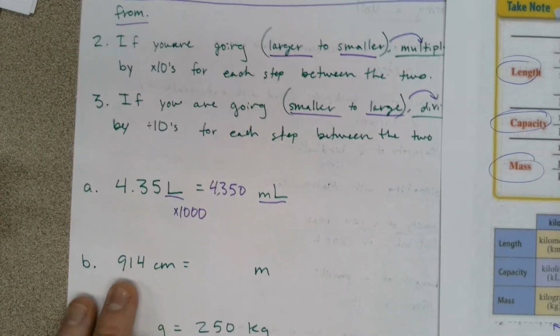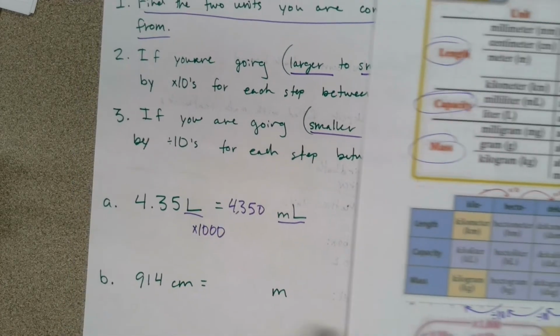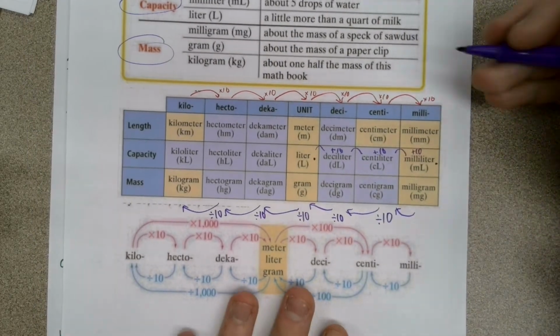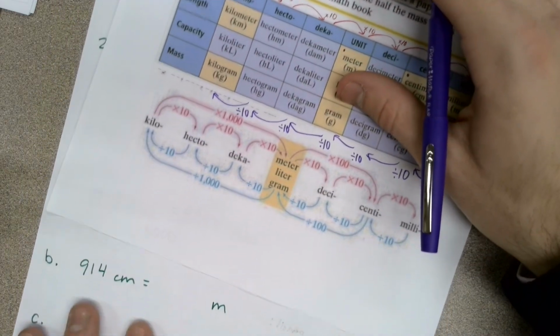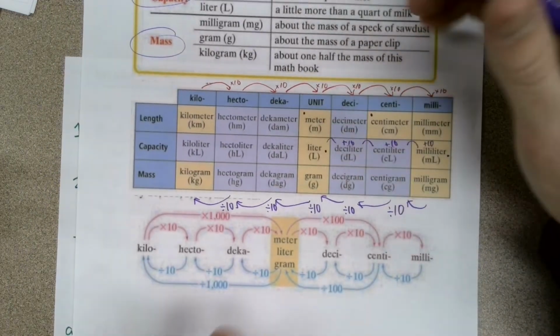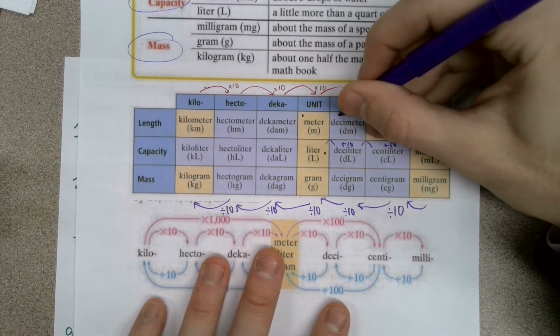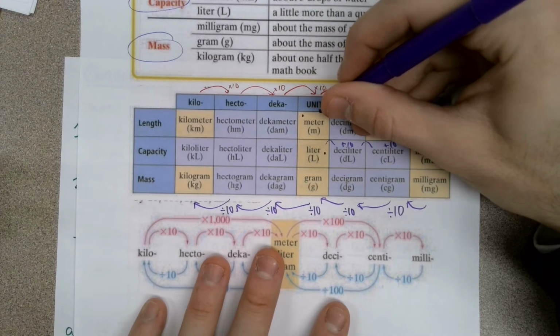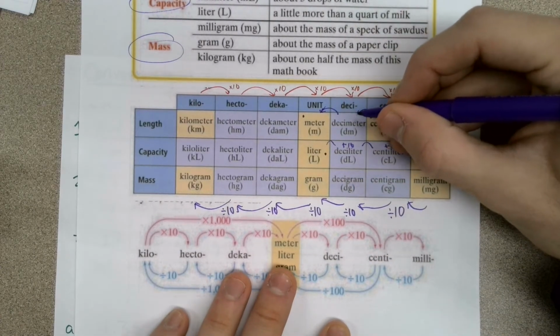Our next one, we have 914 centimeters equals how many meters? Okay, I'm going to find my two units on here. I got centimeters right here, I got meters right here. We're going from centimeters to meters, so I'm going to be moving this way. If I'm going from smaller to larger, I'm going to be dividing. So I divide by 10.